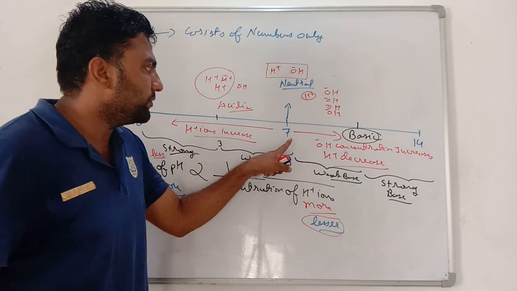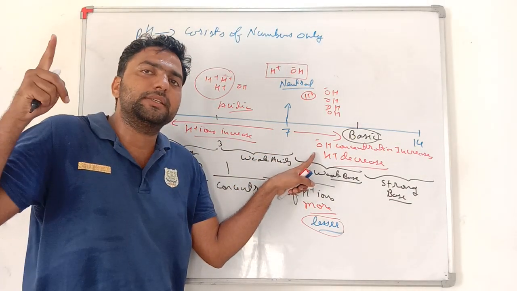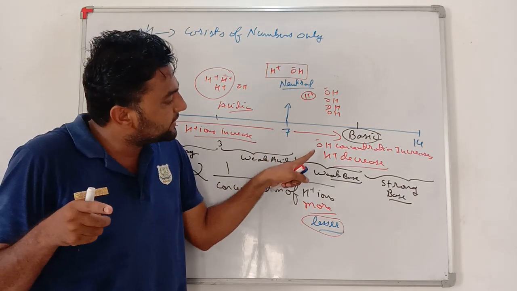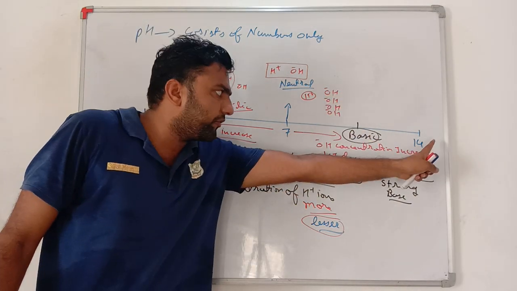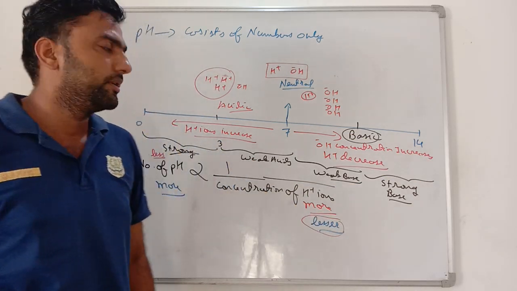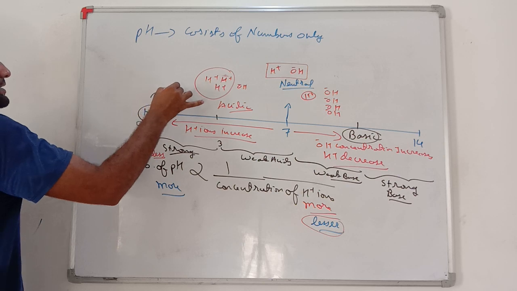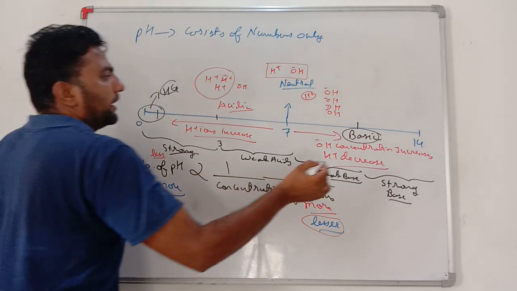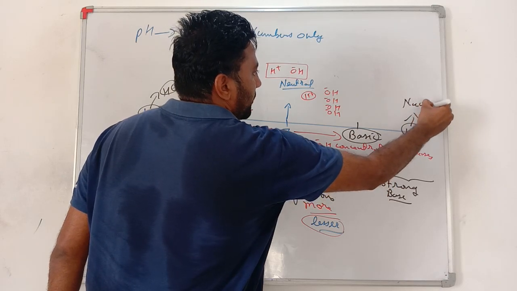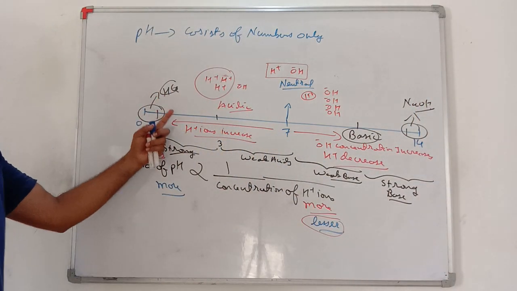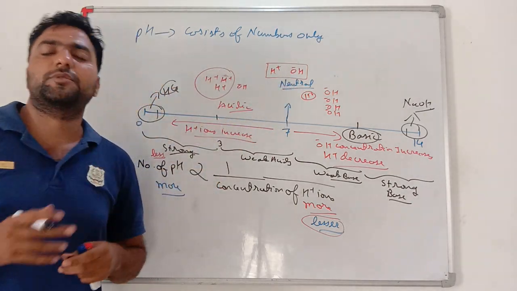Why? As we move from 7 to 14, H plus decreases and OH minus increases. OH minus increases, it becomes base. OH minus increases a lot at 14, a very strong base. At 0 to 1, you will find hydrochloric acid. At 13 to 14, you will find sodium hydroxide. Very important. Hydrochloric acid and sodium hydroxide are weak acid and weak base respectively.